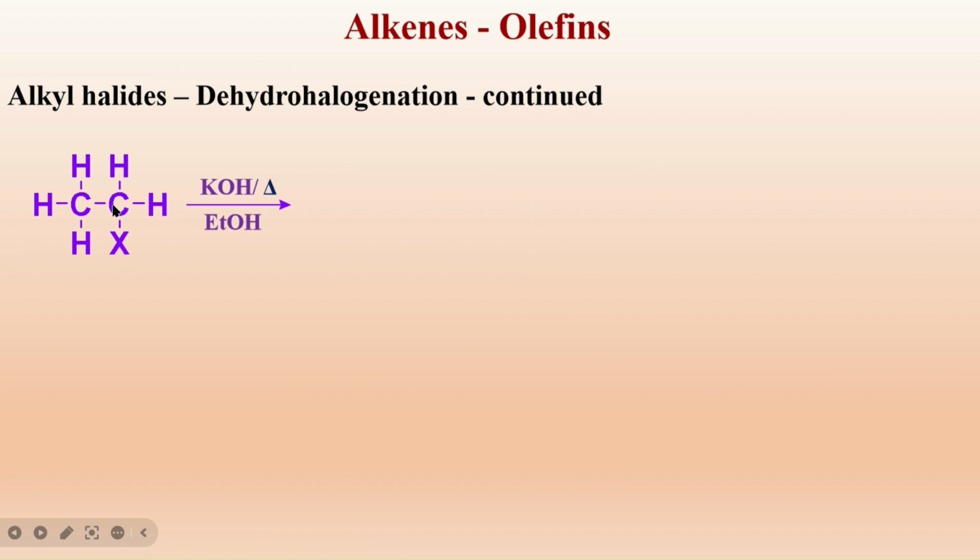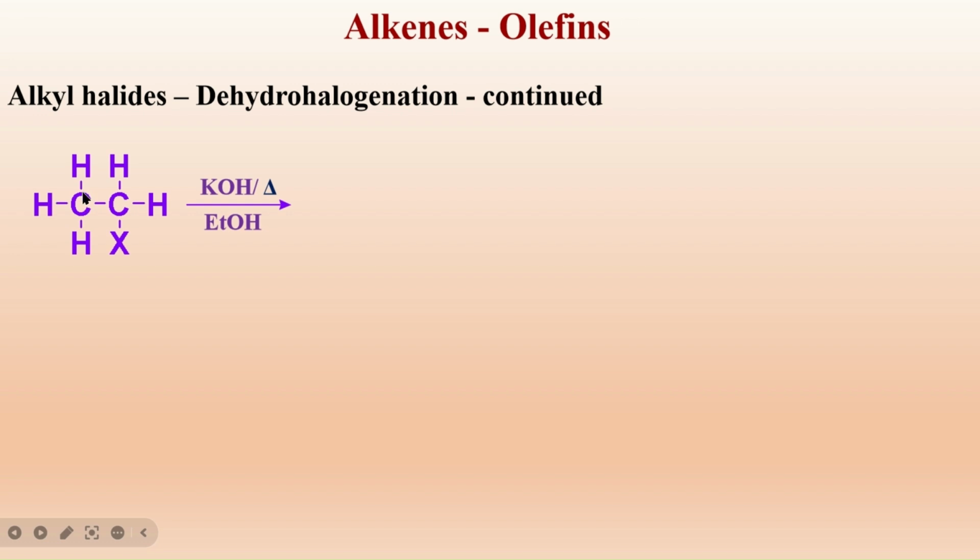This is the alpha carbon, and the hydrogen attached to the carbon adjacent to this alpha carbon is the beta hydrogen. OH minus, a strong base, abstracts the proton from the beta carbon. Once this hydrogen is abstracted as H plus, it leaves its electrons on this carbon, and the carbon with excess electrons is called a carbanion. A carbanion is formed as an intermediate.